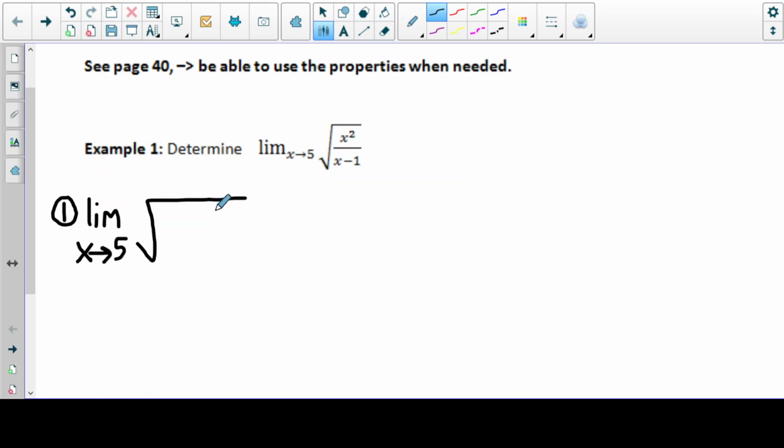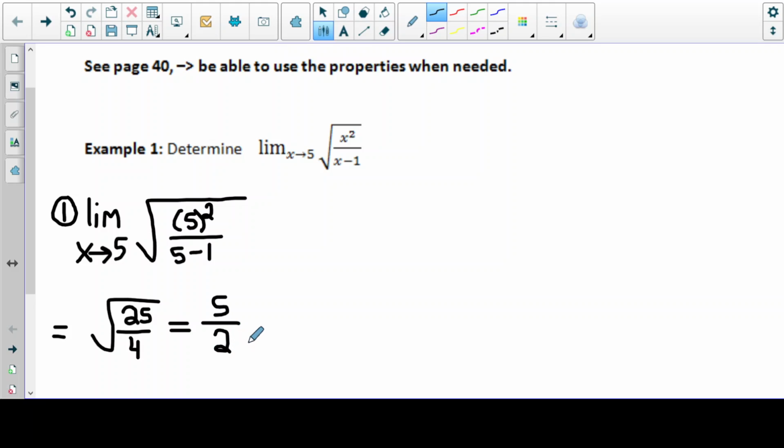And so if I substituted in 5 for x, we'd have 5 squared underneath, and a 5 minus 1 in our denominator. And so what we'd be looking at is the square root of 25 divided by 4. And with properties of square roots, you can take the square root of the top, which would be 5, and the square root of the denominator, which would be 2. So that is one way to find this limit.